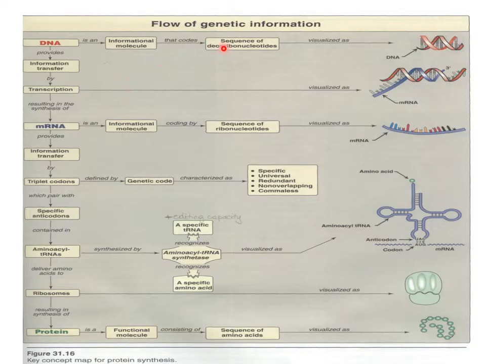So now we see how the flow of genetic information takes place. First, this DNA molecule transfers its information into messenger RNA by a process that is known as transcription. This messenger RNA then transfers its information into protein formation with many other processes. One of them is in the form of genetic code. So this messenger RNA transfers its information in the form of triplet codon that is known as genetic code.